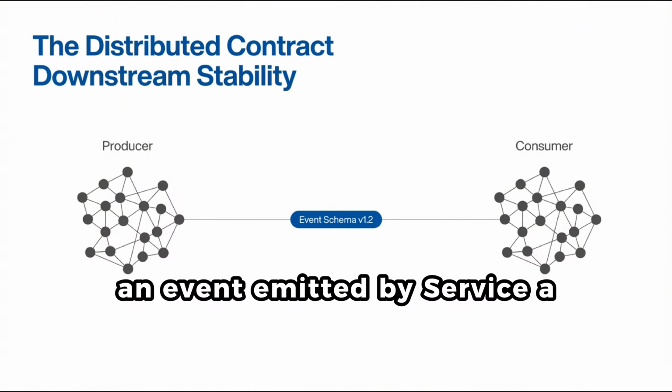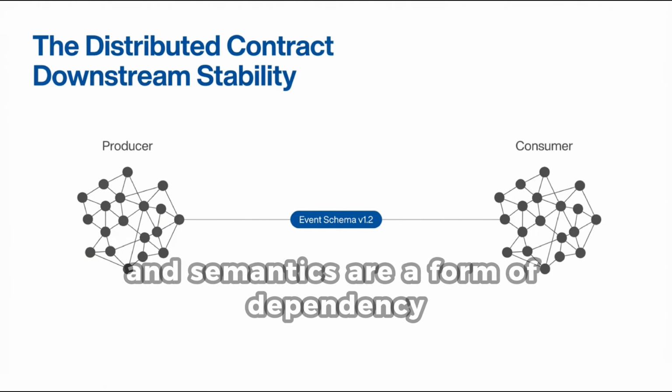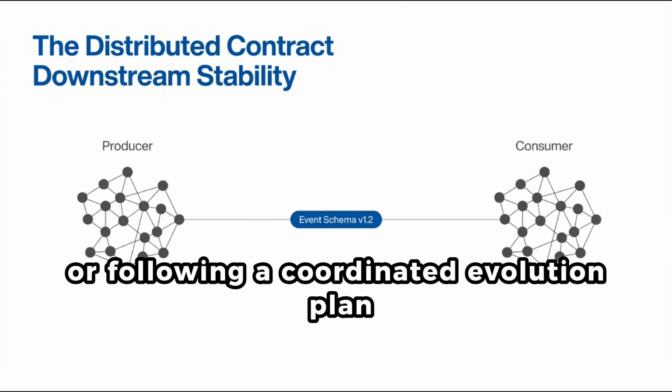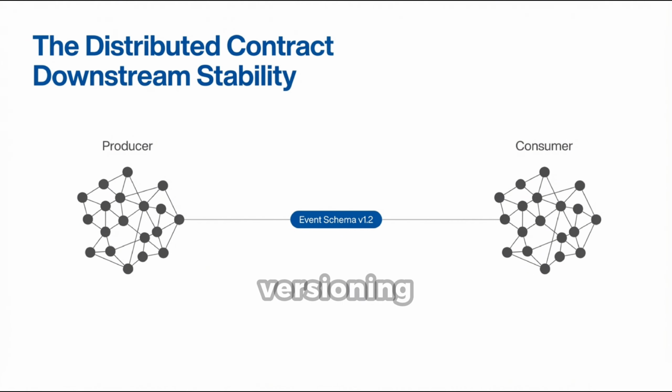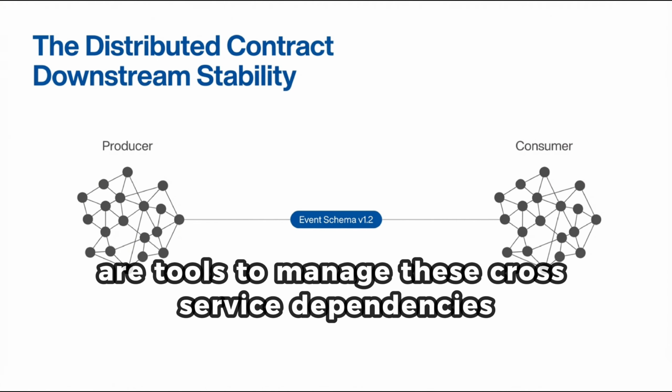In distributed systems, dependencies extend beyond schema to service contracts and message formats. An event emitted by service A may be consumed by dozens of downstream services. That event's schema and semantics are a form of dependency. Consumers depend on the producer's representation remaining stable or following a coordinated evolution plan. Versioning, compatibility guarantees, and contract testing are tools to manage these cross-service dependencies.